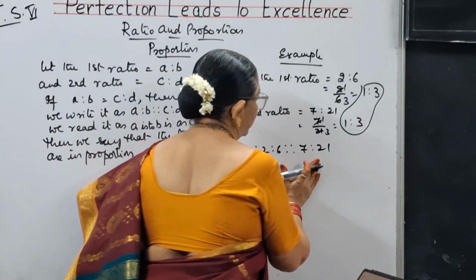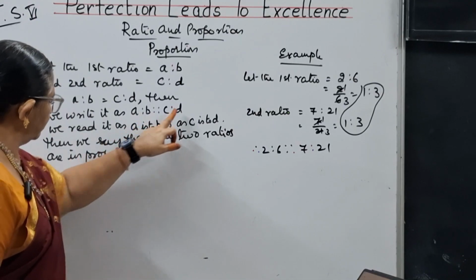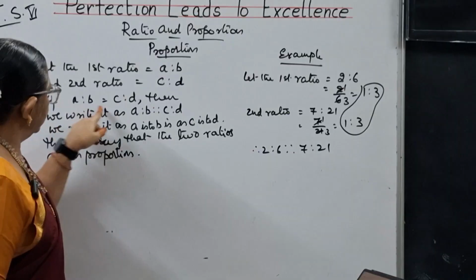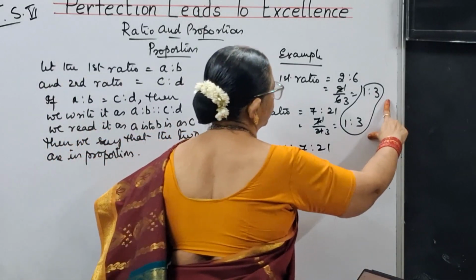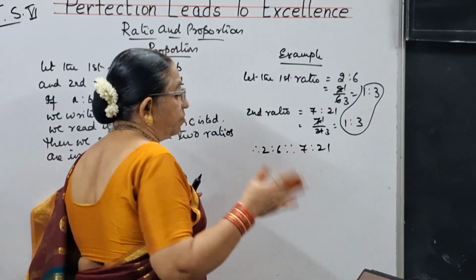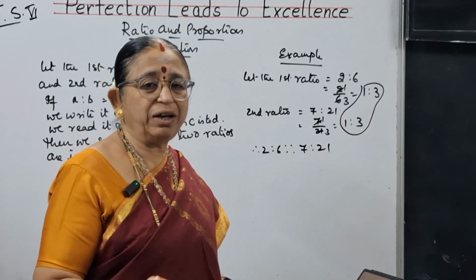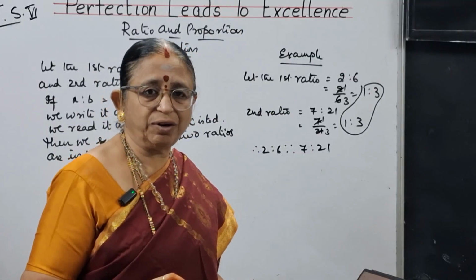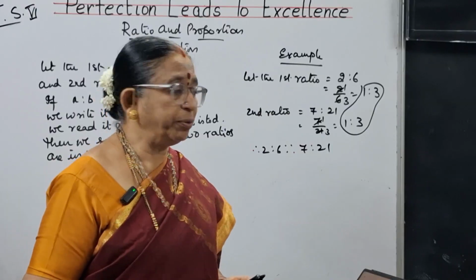But listen, children, when we are talking about this, A is to B and C is to D, I said if A is to B is equal to C is to D, this is possible only when these two are co-primes. That means after simplifying the ratio, what simplified value we are getting, if those simplified values are equal, then we can say that two ratios are in equal proportion.